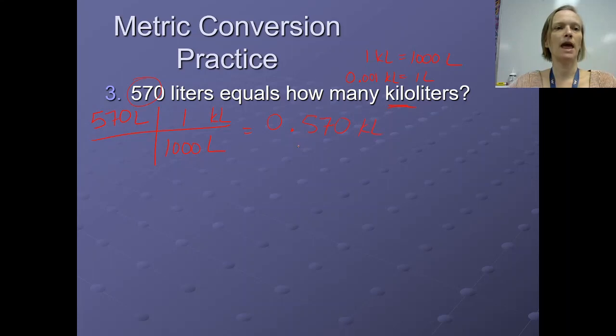Now, I might want to write 0.570 as my answer, but I only have 2 sig figs in my known. Therefore, I should only have 2 sig figs in my final answer. So the correct final answer is 0.57 kiloliters. I forgot to cross out my units. My liters cancel out, and I only have kiloliters left, which is what I want to have in my answer.